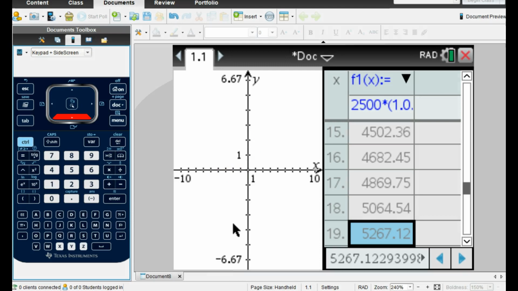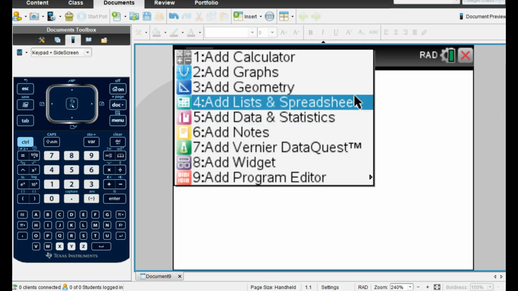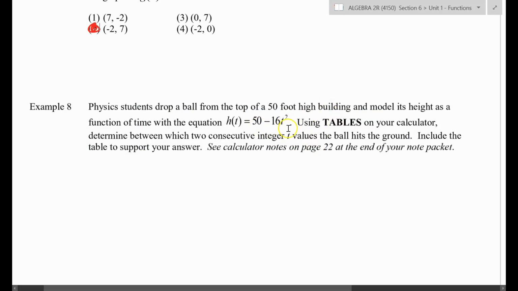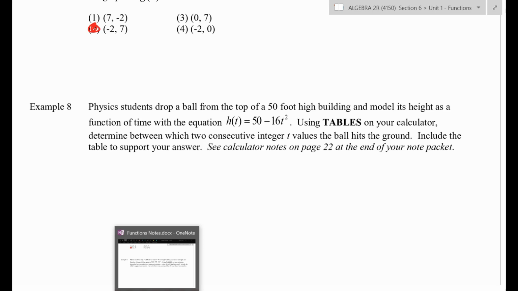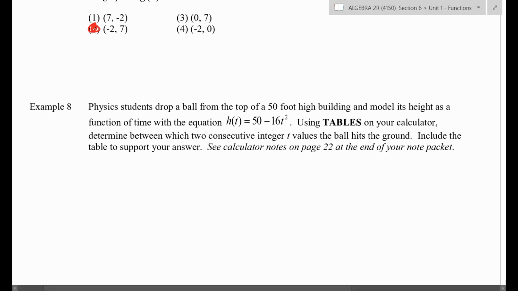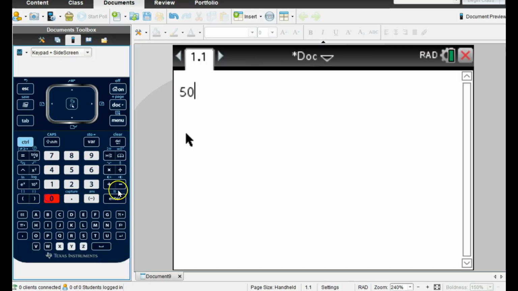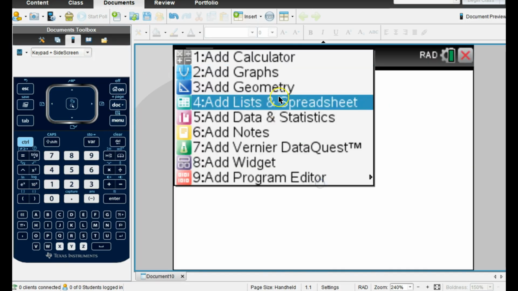Oh, by the way, this is a good time to talk about this. Notice what variable was used in that problem. It's 50 minus 16t squared because we're talking about time, right? Do I have to use t when I type it in the calculator? No, I can replace it with an x, right? It's just representative of whatever we're trying to accomplish. So I have 50 minus 16t squared. Where do I want to go? Graph.